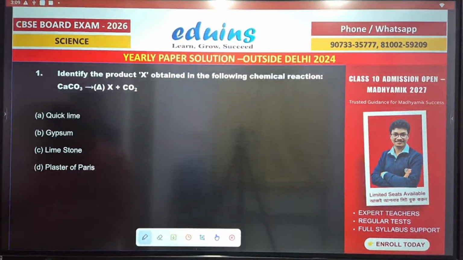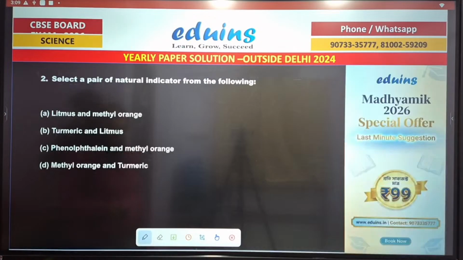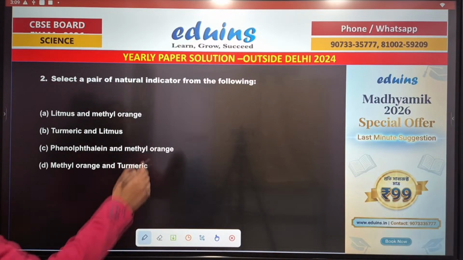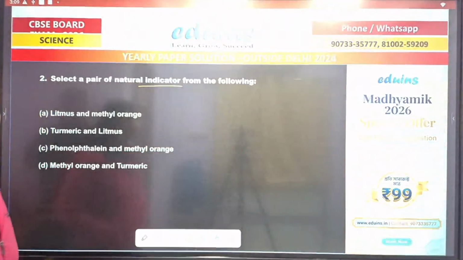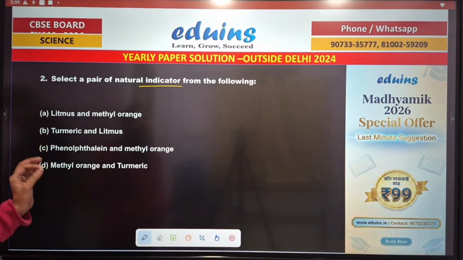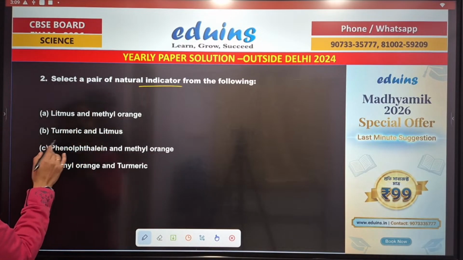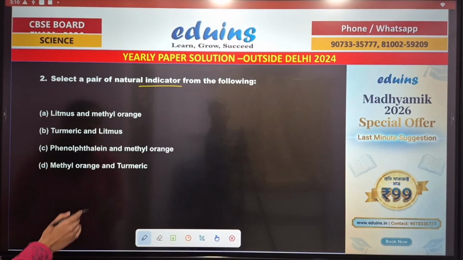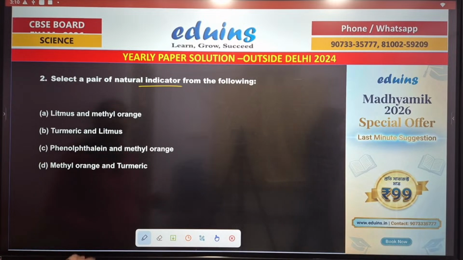The very next question is: select a pair of natural indicators from the following. What is a natural indicator? You know that an indicator indicates acid or basic groups. The options are litmus, methyl orange, turmeric, phenolphthalein. All options are indicators, but what is the pair of natural indicators?